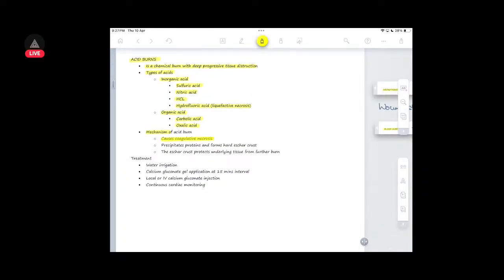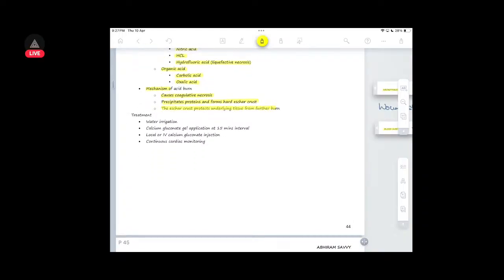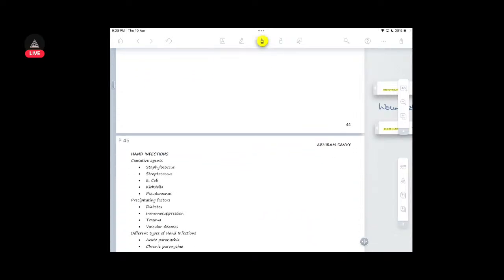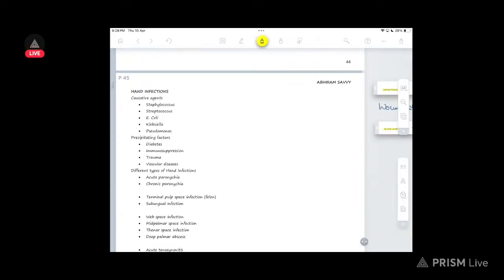Mechanism: it causes coagulative necrosis, precipitates protein and forms a hard eschar crust. The hard crust protects the underlying tissue from the burn. Treatment: you have water irrigation, calcium gluconate gel application at 15 minute intervals, local or IV calcium gluconate injection, and continuous cardiac monitoring. And that's all for infections.